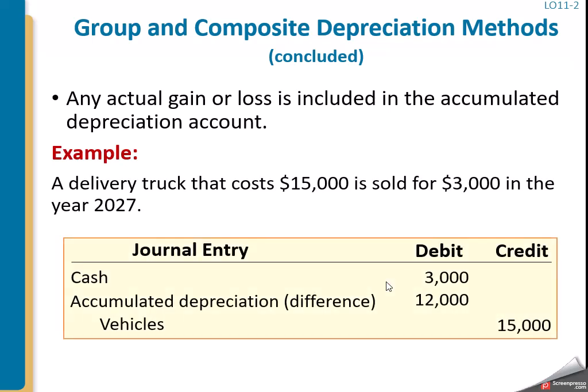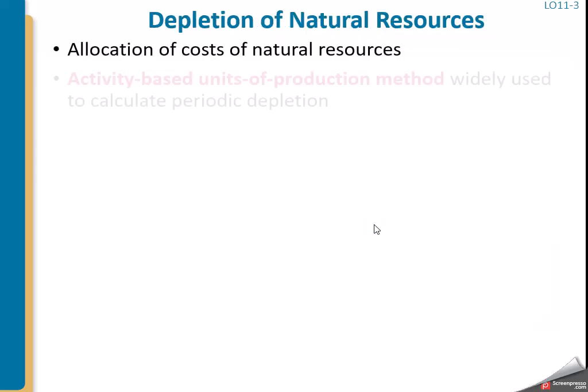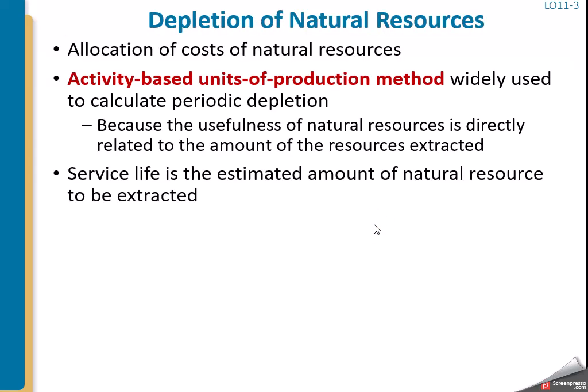So if we have one that's sold, again, we receive the cash in, we take it out of our account at the historical cost, and then the difference all goes into accumulated depreciation. So we're netting any gains or loss into that accumulated depreciation. Again, that might make it a little bit easier for companies to record some of that stuff.